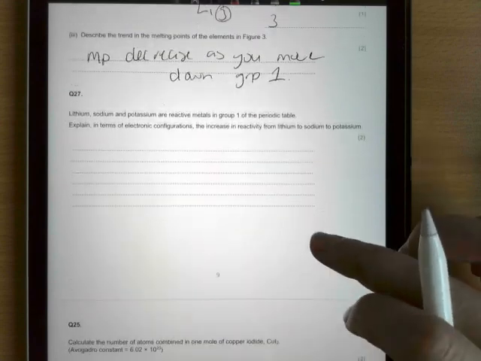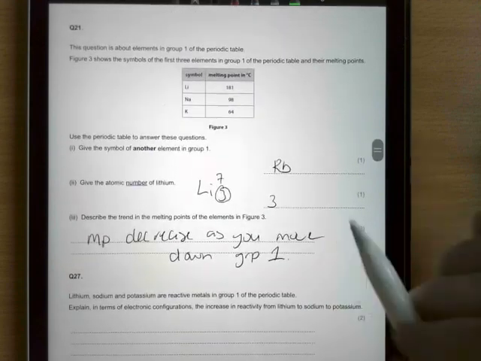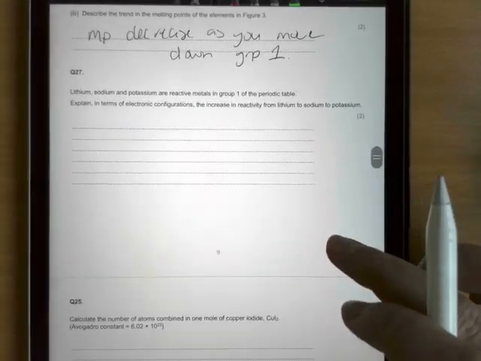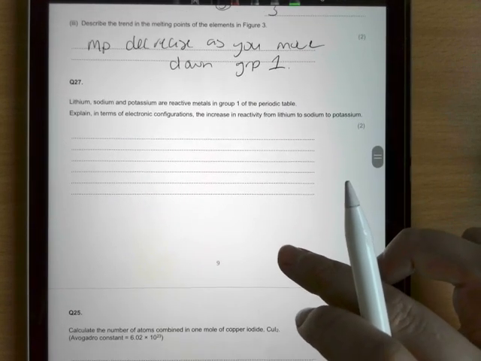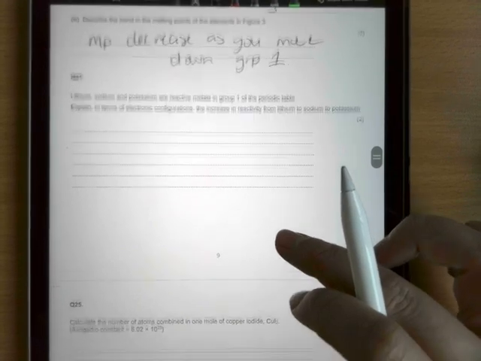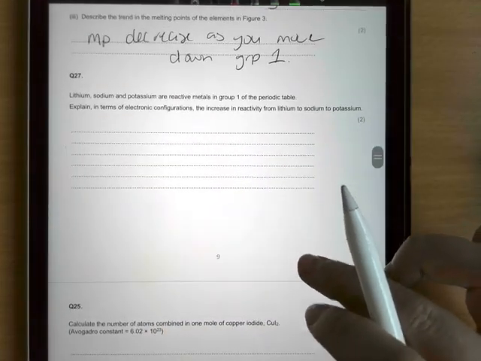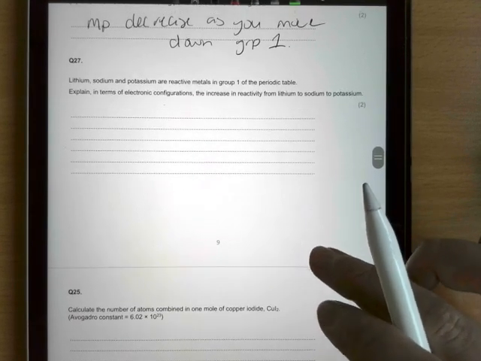The next one, explain in terms of electron configuration why they're getting more reactive. All right, so as I go from lithium to sodium, potassium, they get more reactive. You need to be able to explain why. So group 1 metals all react in the same way. They all lose 1 electron from their outer shell. And if potassium is the most reactive, it's because it finds it easiest to lose that outer shell electron, and you need to be able to explain why.